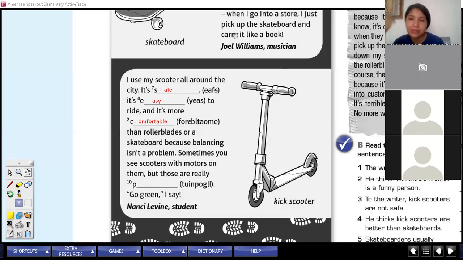Okay. Remember we were talking about the smoke produced by motorcycles, by cars. So they are really polluting. Polluting. Go green, I say. Okay, perfect. Now let's go to another exercise.